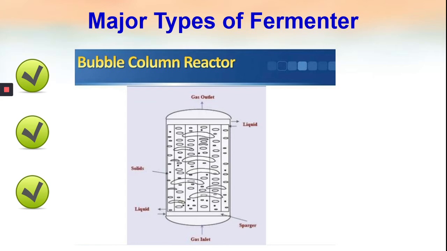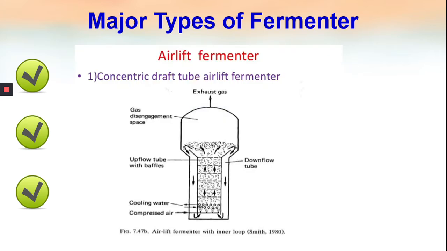This is the schematic diagram for bubble column reactor. So the bubble column is the result of the gas that is introduced into the fermenter tank at the bottom of the tank. So this bubble column will ensure the circulation of the medium as well as the gas throughout the fermenter tank. And this one is airlift fermenter.